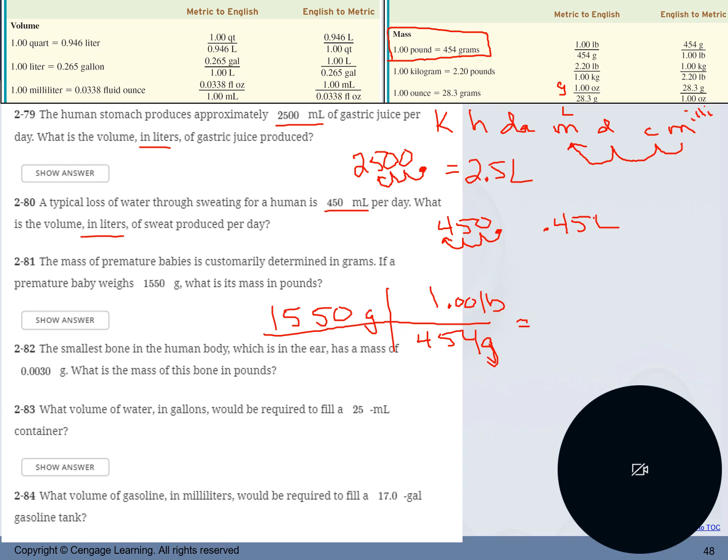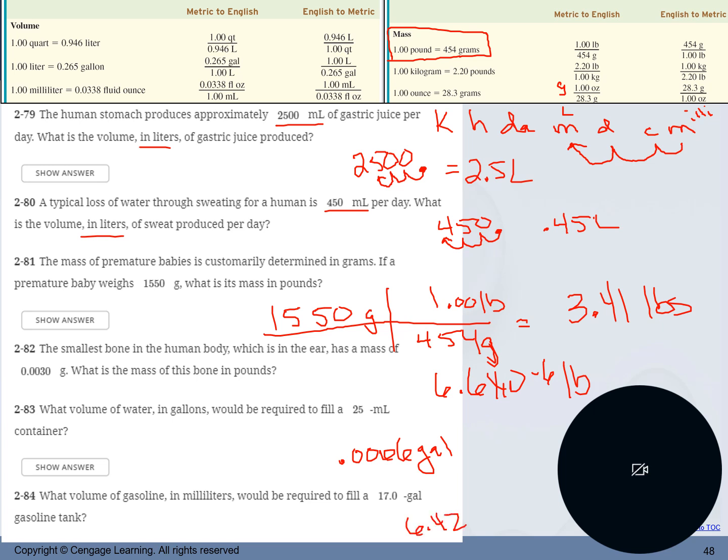And then divide by the numbers on the bottom, and I end up with 3.41 pounds. All right, you should try some of the other ones. I'll give you the answers here. For 82, it's going to be 6.6 times 10 to the minus 6 pounds. 83, it's going to be 0.0066 gallons. And the last one will be 6.42 times 10 to the 4th milliliters.